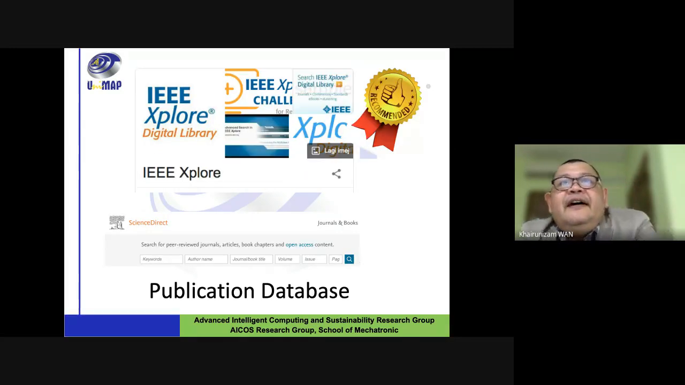And this is an example of sources or databases for you to find research articles: IEEE Xplore. You can find it from IEEE Xplore or ScienceDirect, Elsevier. Many good papers are uploaded under this research database, IEEE Xplore and ScienceDirect. We call it a publication database.